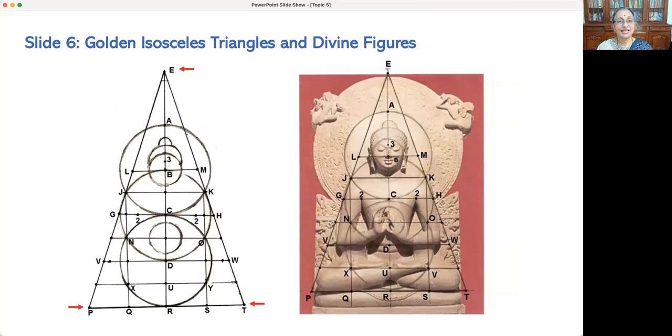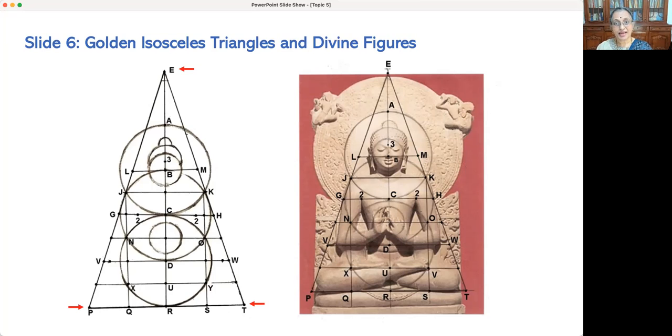Let's now study slide 6, another example of how golden isosceles triangles were used in divine figures. The left-hand figure of slide 6 is a plan diagram illustrating how a golden isosceles triangle is constructed. In this isosceles triangle, the ratio of the hypotenuse ET and the base length PT is in golden ratio.